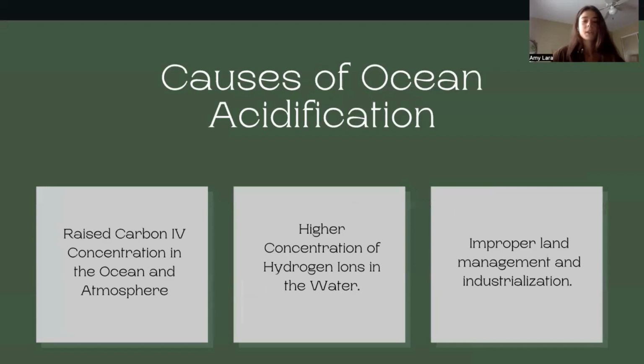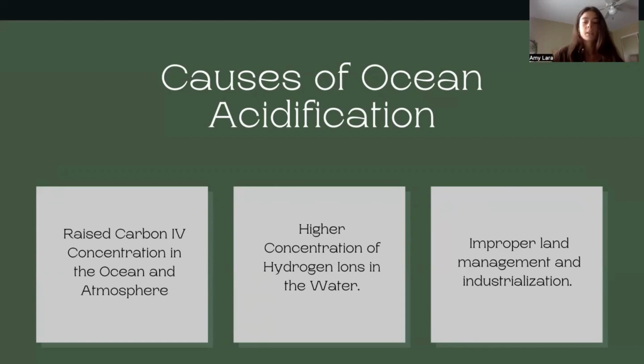Causes of ocean acidification. Starting off is raised carbon concentration in the ocean and the atmosphere. Whether carbon is being released into the atmosphere by human activities or the overall level of carbon dioxide gas increases in the ocean, the general composition of the water and sea organisms are being greatly affected. Next is higher concentration of hydrogen ions in the water. An increase of hydrogen ions due to chemical reactions in the seabed can create a reaction with other gases, increasing the level of acidity in the water.